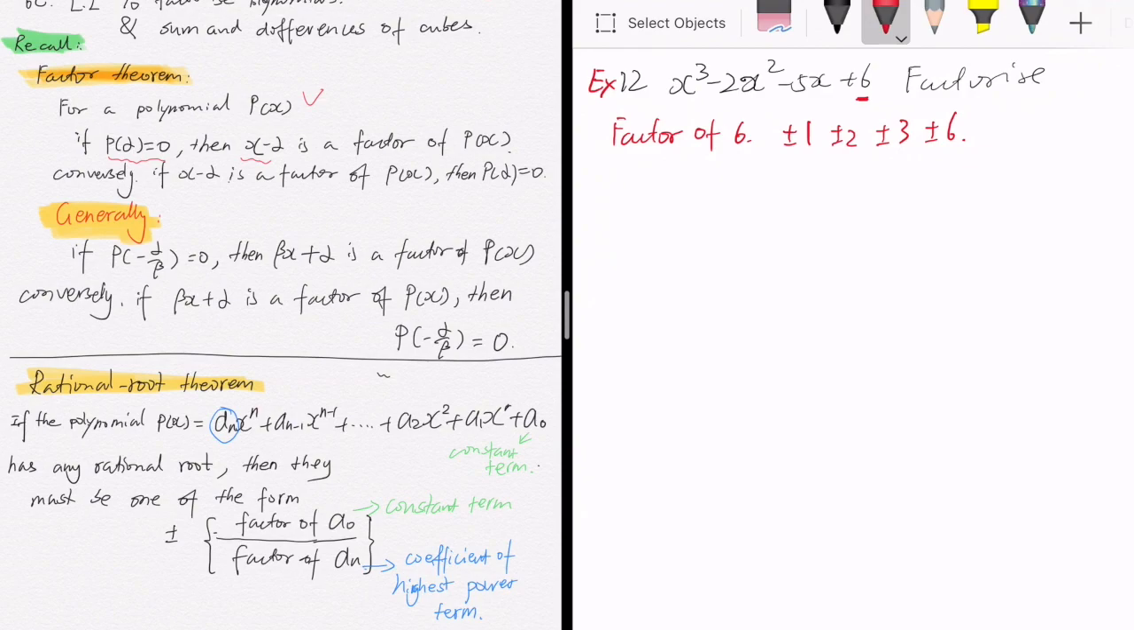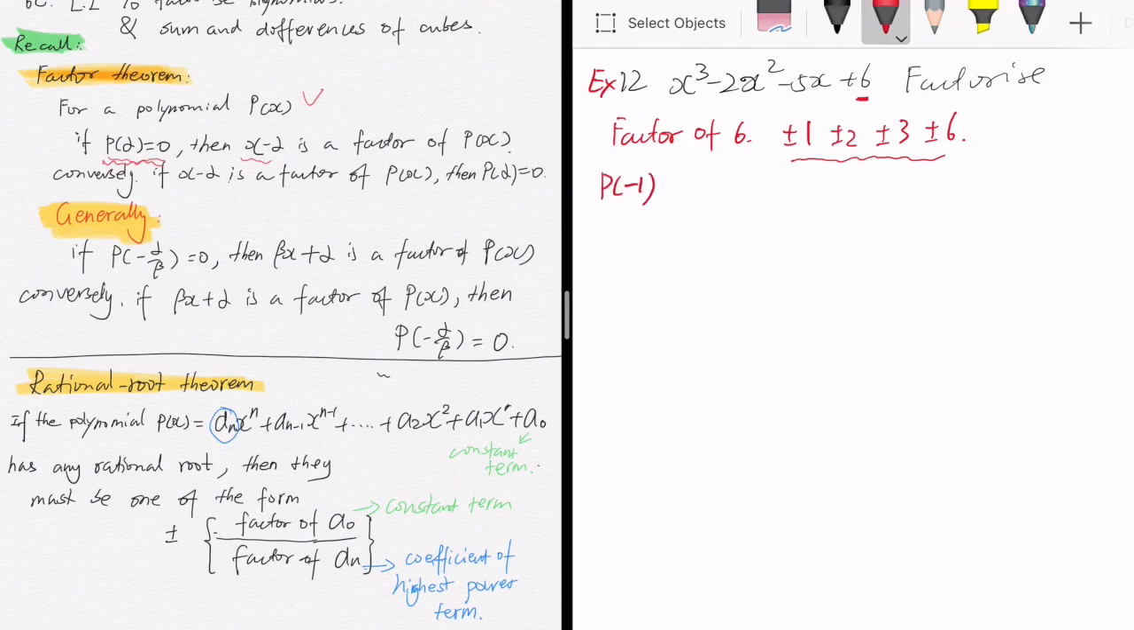Go back to our factor theorem. On the left hand side, P of alpha equals 0. So we are trying to look for that particular value of alpha to make P of alpha equal to 0. All of the factors of your constant term could potentially be that alpha. So we're going to try one by one. Usually we try from the smallest to the largest. So let's try P of negative 1.